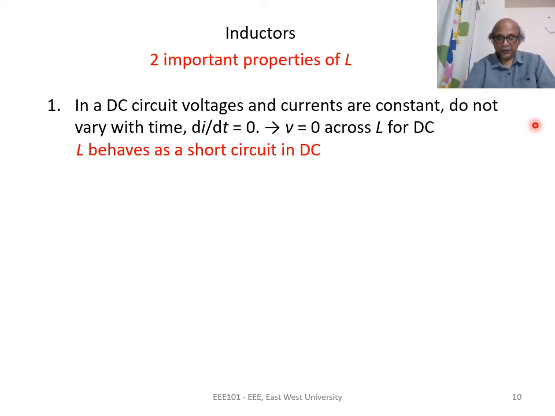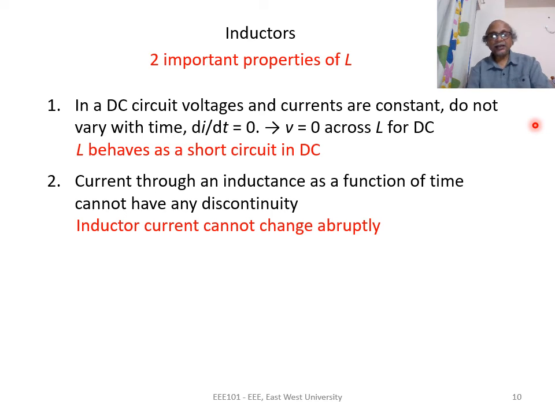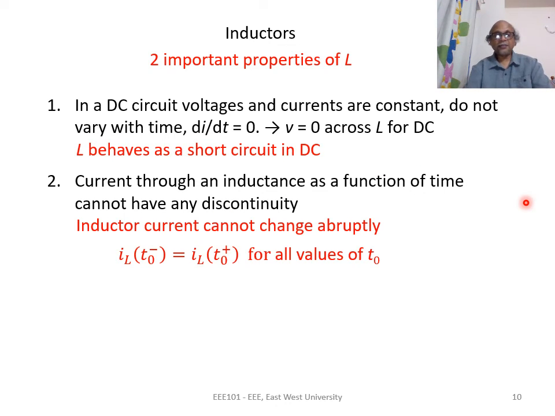In the second property of the capacitance, we discussed that the capacitance voltage cannot have any discontinuity. This is a continuous function of time. For inductance, using the mapping, we say that the current through the inductance cannot have any discontinuity. The inductor current is a continuous function of time. That implies that at any time t0, the inductor current just before t0, which is t0 minus, is equal to the inductor current just after t0, which is t0 plus. And this relationship holds for all possible values of t0.